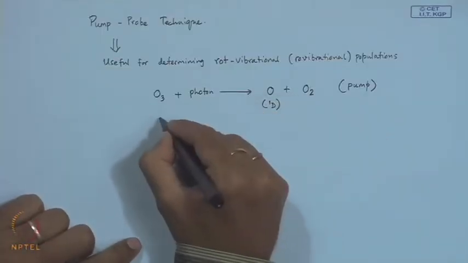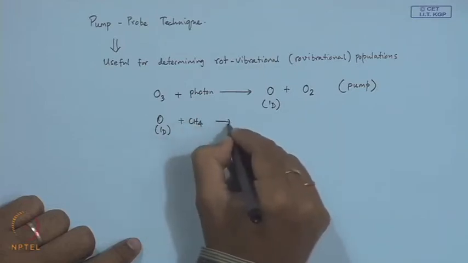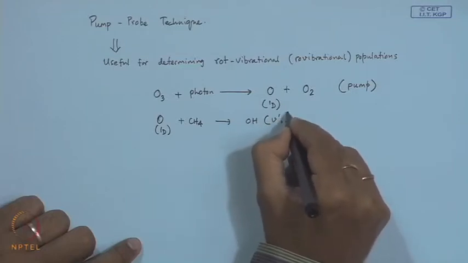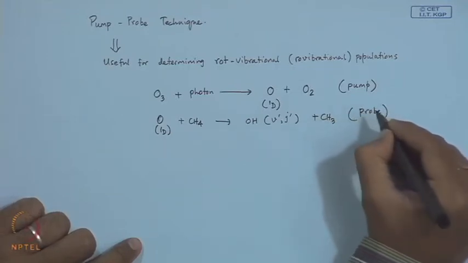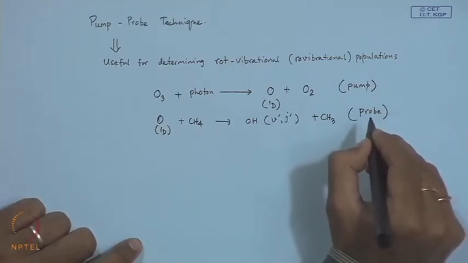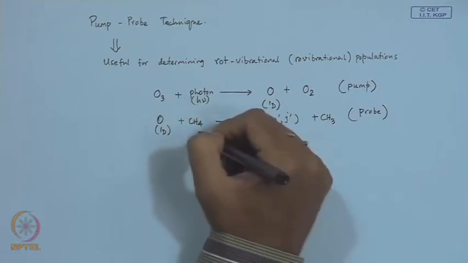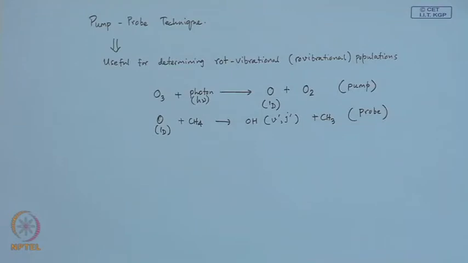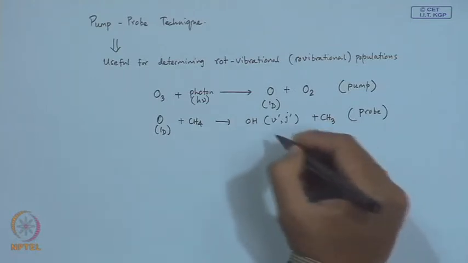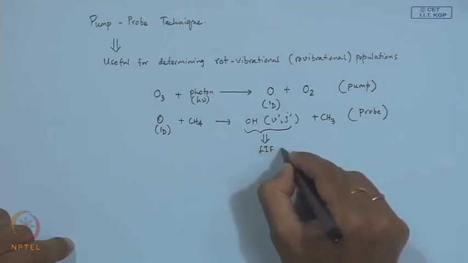So when this O in 1D reacts with CH4 giving rise to OH, v prime J prime, plus CH3, this is called a probe. This photon, h nu, is your pump, and this CH4 is your probe. And then, as I already told you, laser induced fluorescence is a very sensitive technique. So using laser induced fluorescence, you can probe this OH, v prime J prime. So then you employ this laser induced fluorescence method.